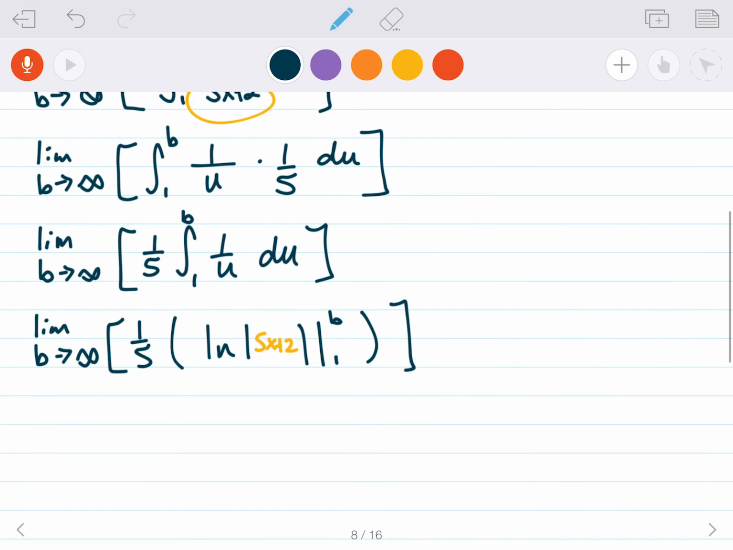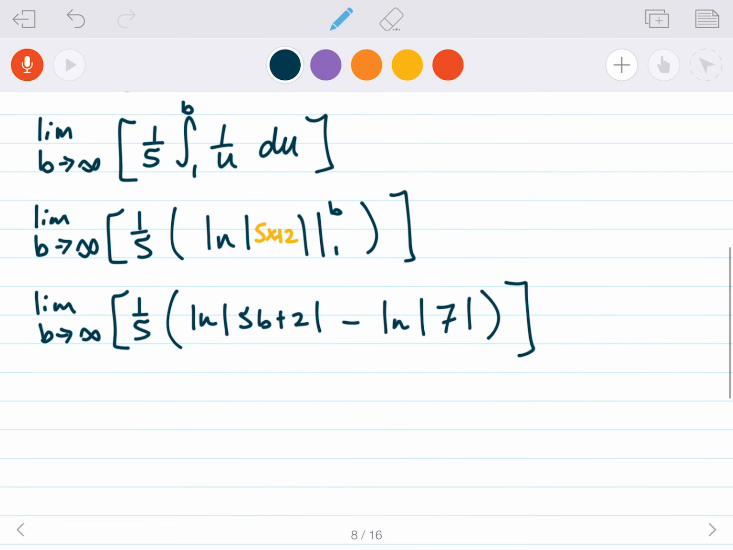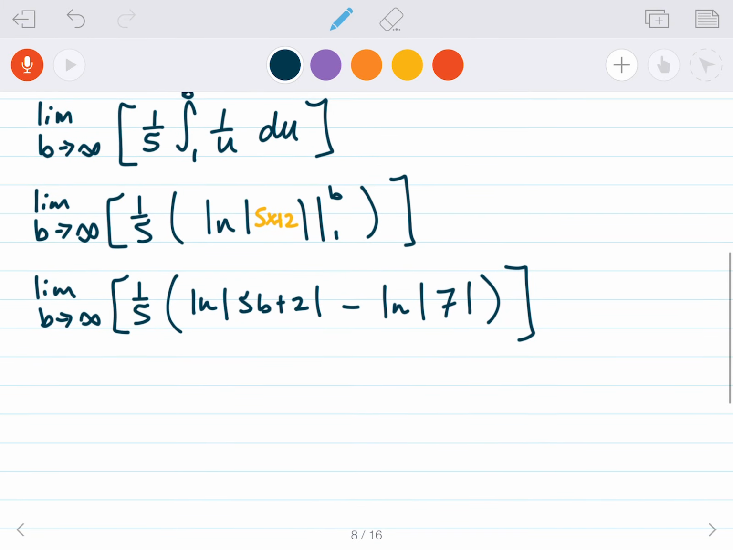All right, now I can go ahead and evaluate on my bounds. So I have ln of 5b plus 2 minus ln of 5 times 1 is 5 plus 2 is 7. So let's just save some time and just put that. All right, and let's go ahead and plug in infinity for b.